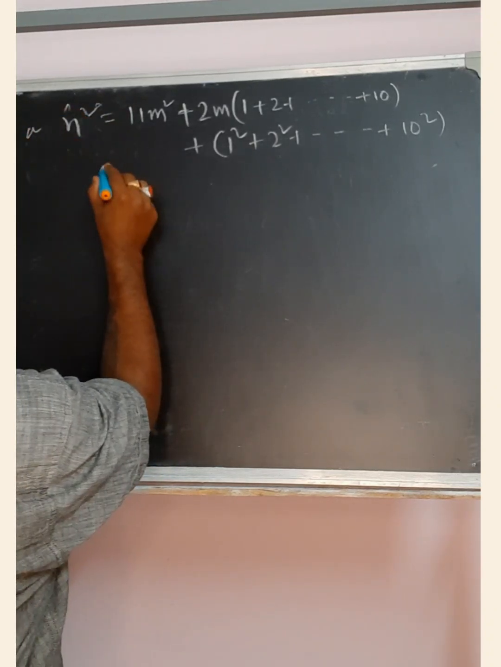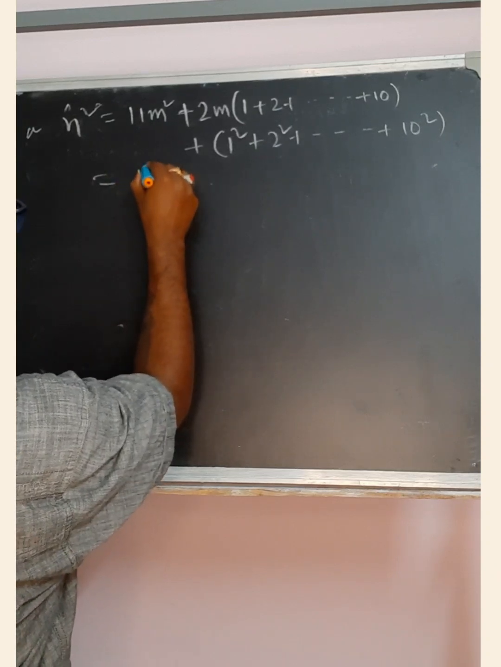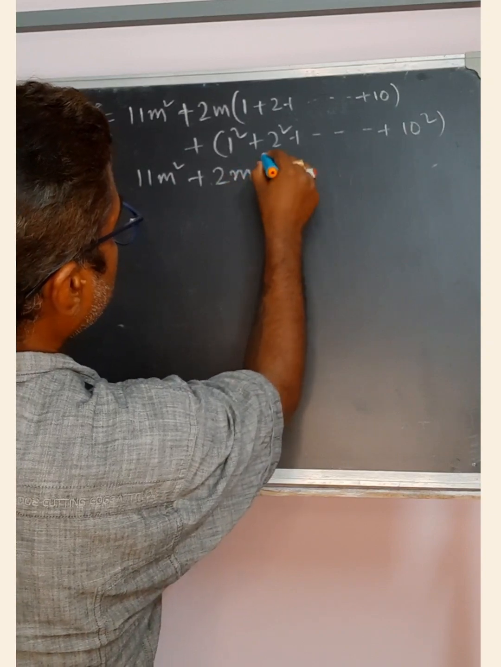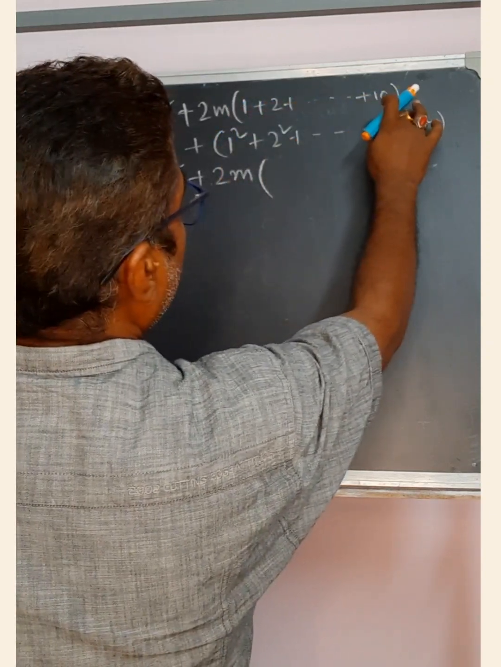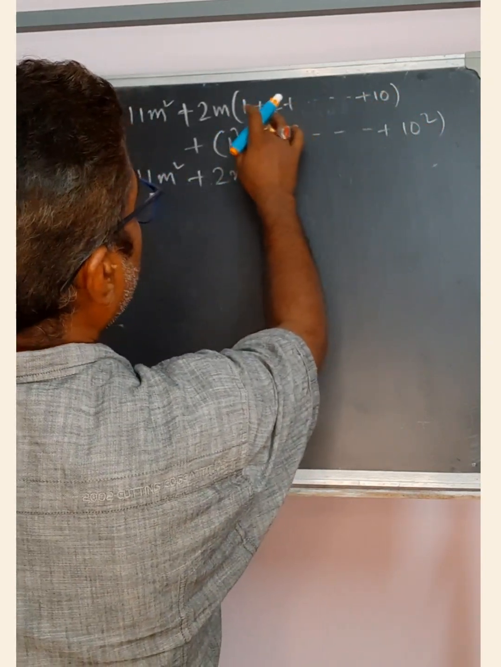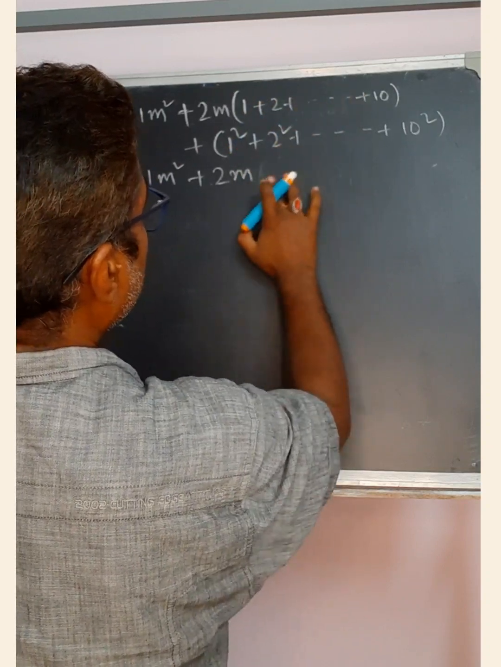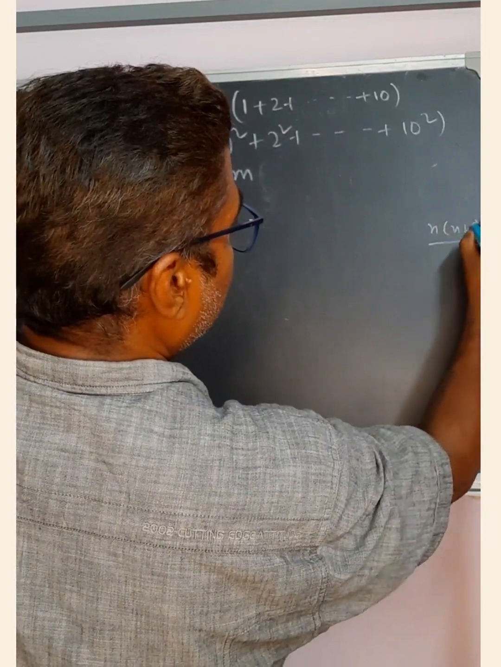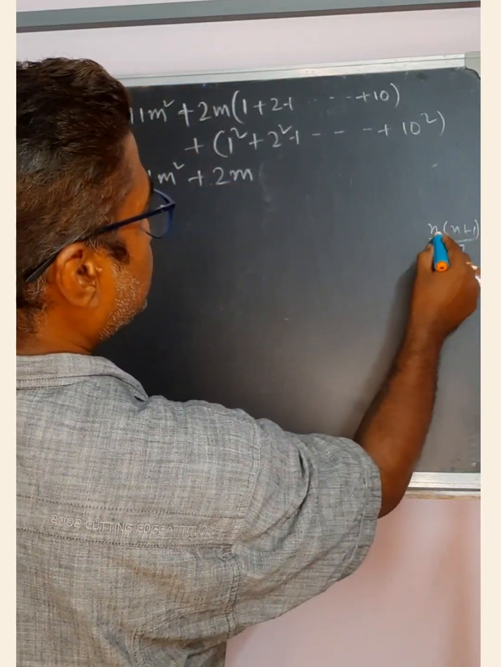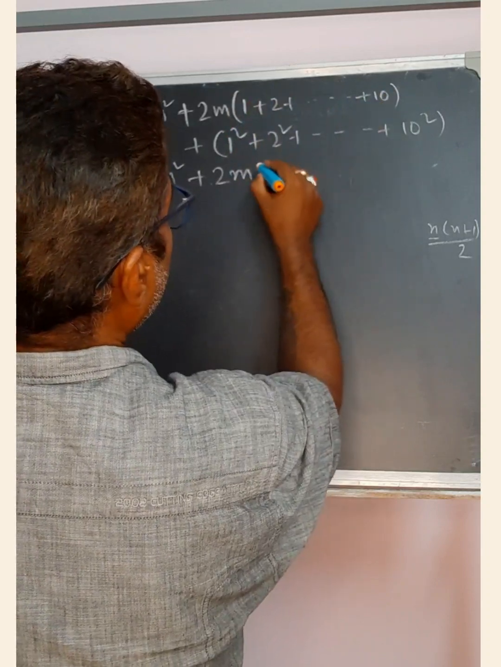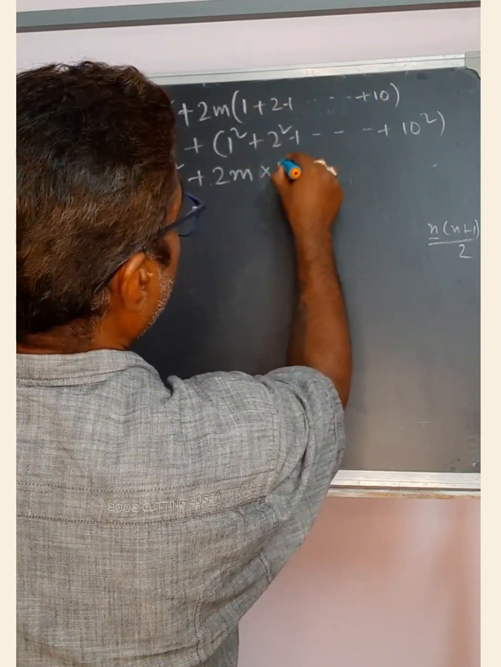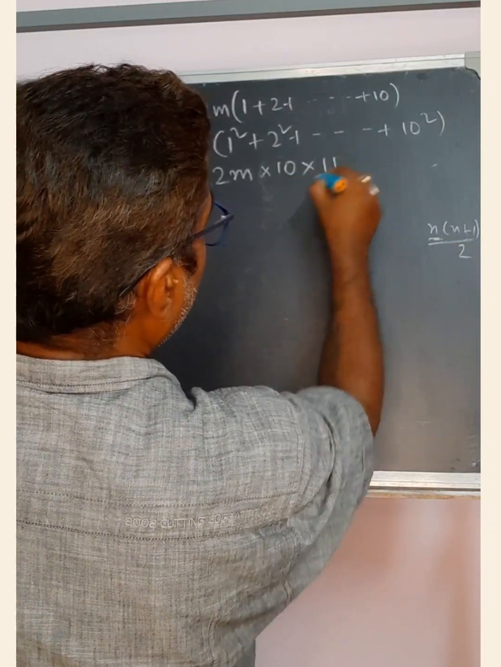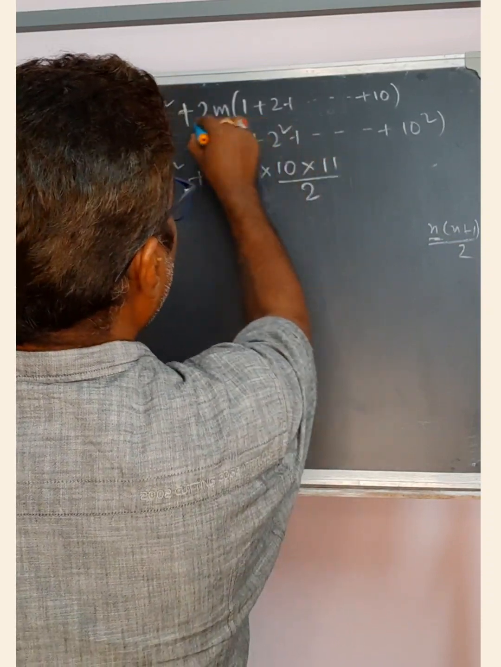Okay, so now calculating further, this would be the same 11m square, and 2m will be outside. This is a sum of natural series, and we know the formula, that is equal to n into n plus 1 by 2, where n is the number of terms. So here the number of terms is 10. So I can write this will be equal to 10 into 11 by 2. So this part is over.